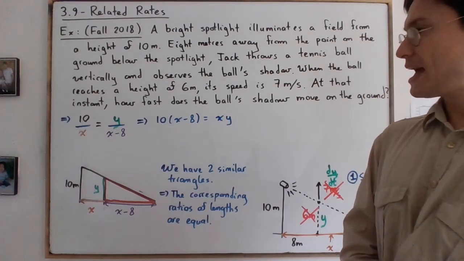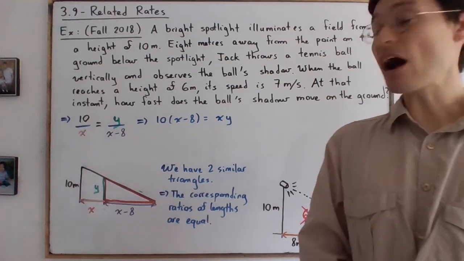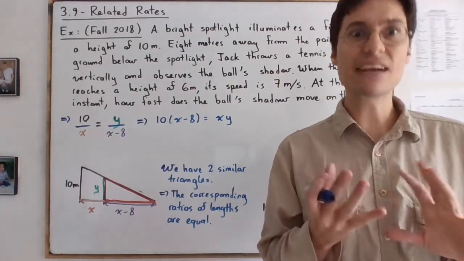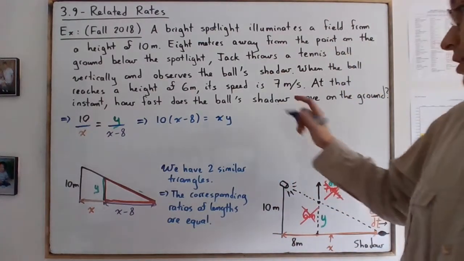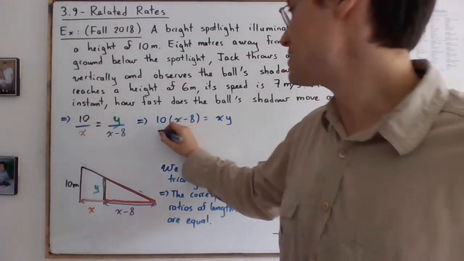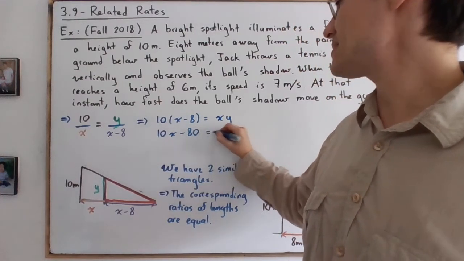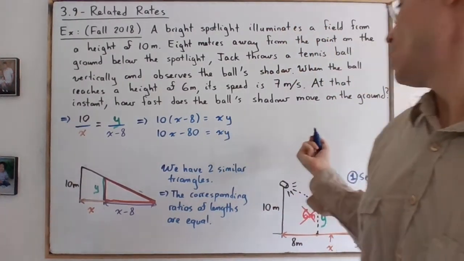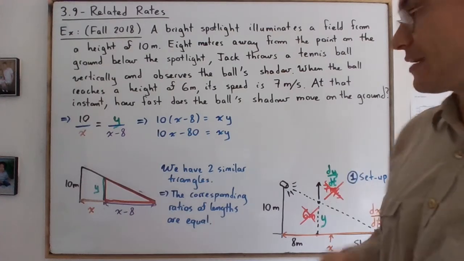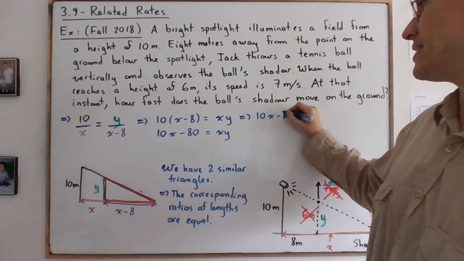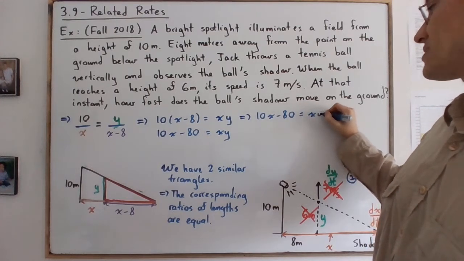All right, and let's actually bring all the x's together and factor x out in order to single it out. That will help. Okay, so what does it mean? It means that we have 10x minus 80 is equal to xy. Actually, I'm going to write it here instead. So that's it, 10x minus 80 is equal to xy.